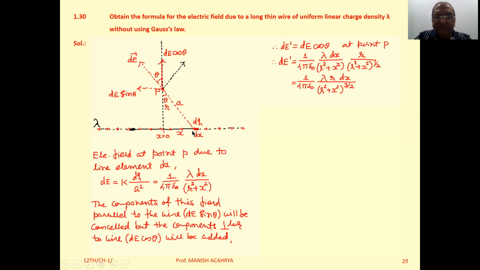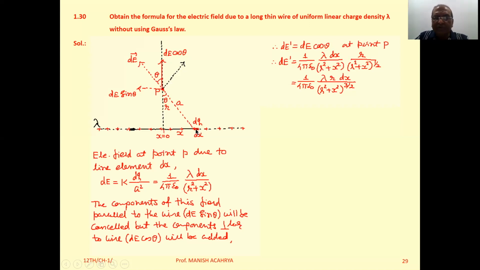Now see, first we consider an infinitesimally small line element having length dx, on which the charge residing is dq. With respect to this particular element, suppose point P is at a distance a and this element is at a distance x from the origin. Then the electric field due to charge dq, which we can now consider a point charge because this element is infinitesimally small, is dE, that is k dq upon a square. So 1 upon 4 pi epsilon 0 into dq.